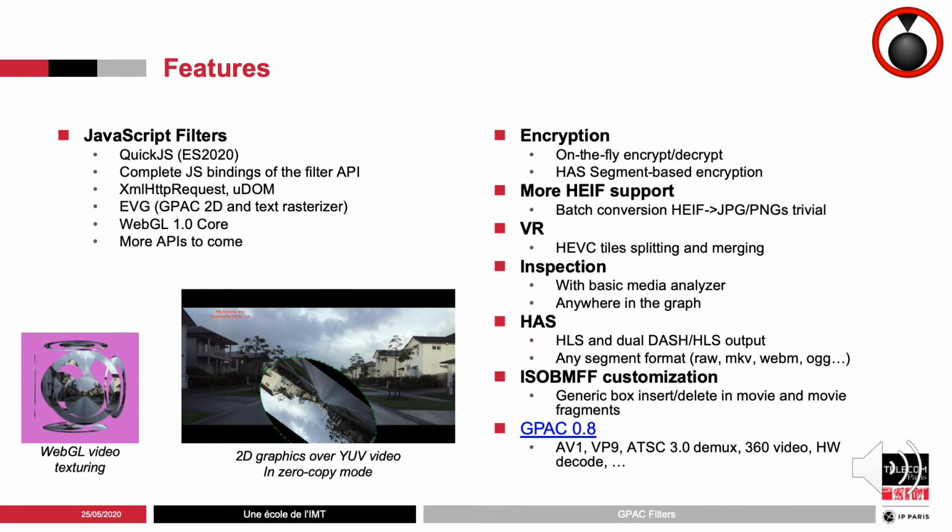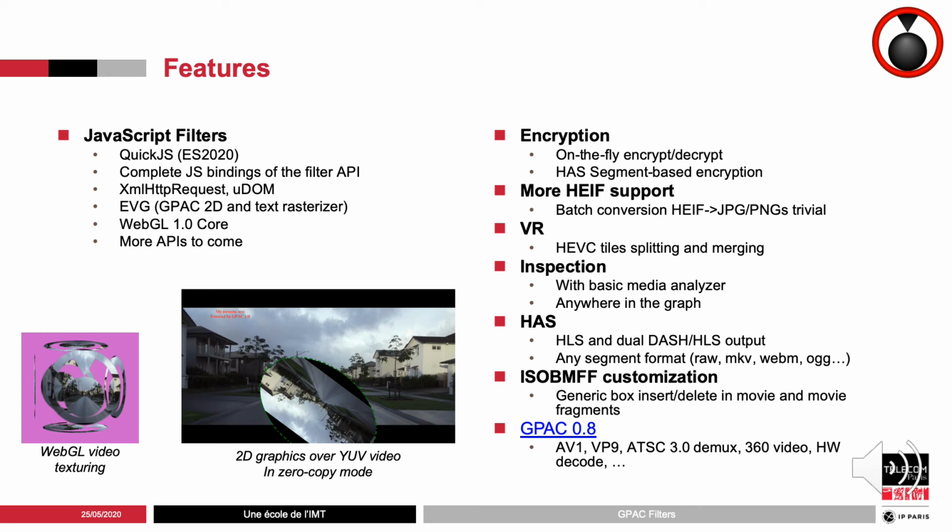Another cool feature is what we call JavaScript filters. You can basically write your own filters in JavaScript. We added support for the new QuickJS engine so that we have ES 2020 support. The entire filter API is exposed in JavaScript along with the XHR, Microdom, WebGL. We added bindings for our 2D and text software rasterizer, so that means you can now do graphic overlays over YUV video in zero copy mode, which is quite nice.